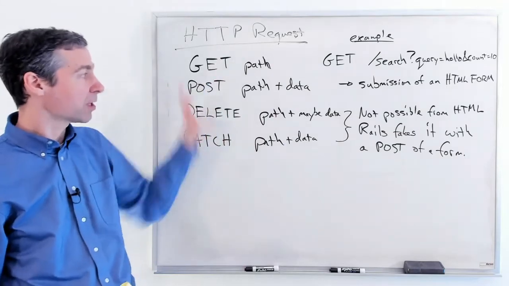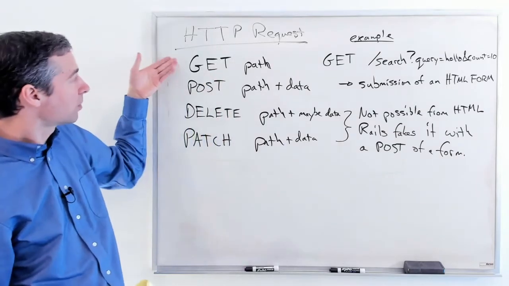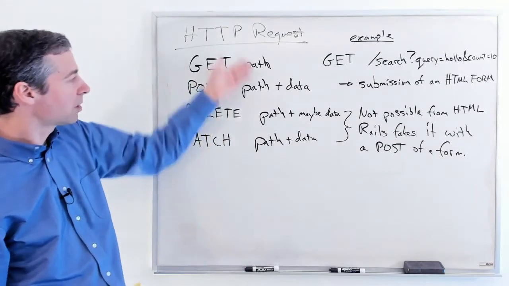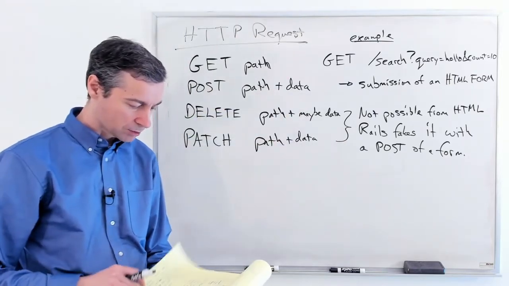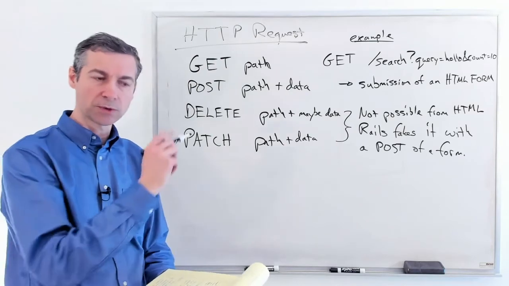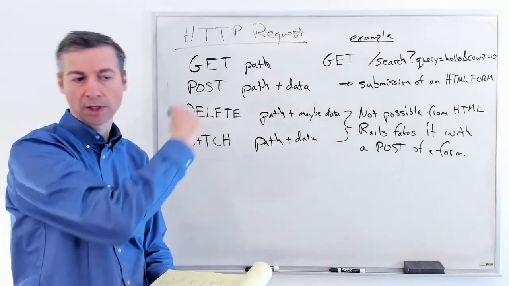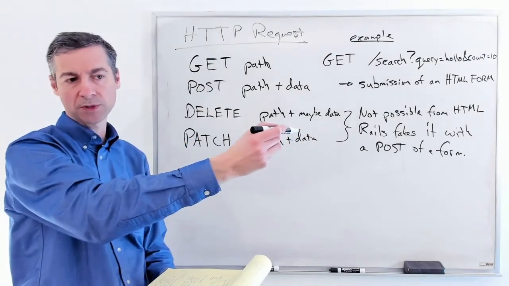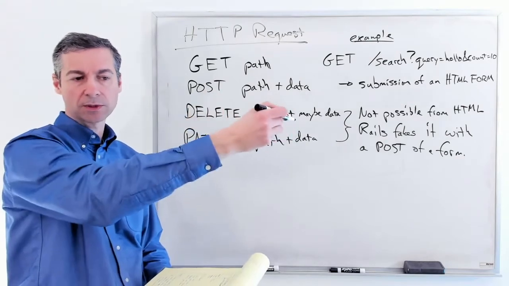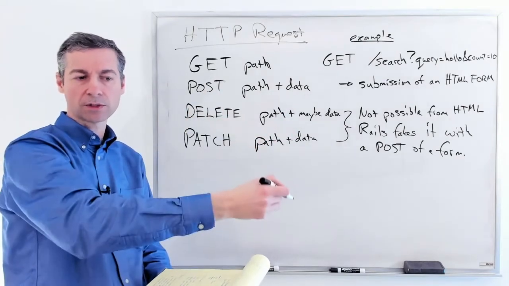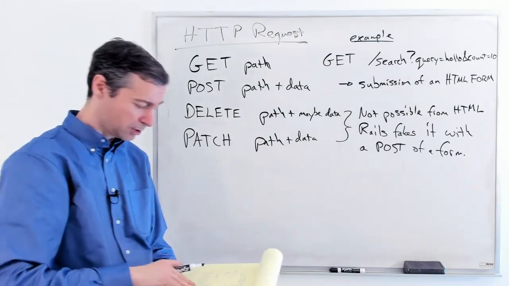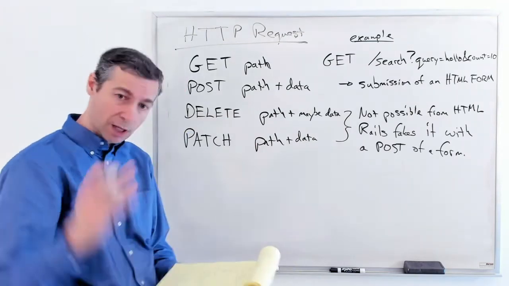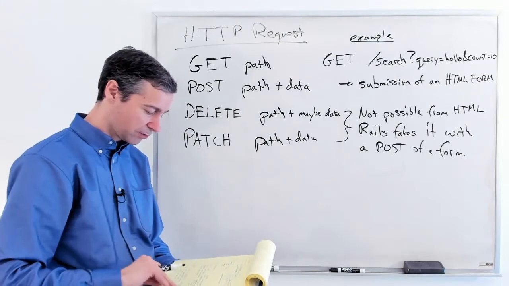So these are our main requests, and they come in. It's always a specific command and a path, and maybe some data attached to it. Now, again, we go from the browser making a request to the web server. The web server then talks to Rails and says, here's a request for you to handle. Will you please handle it for me? And when you're done, I'll send your response back to the browser for you.